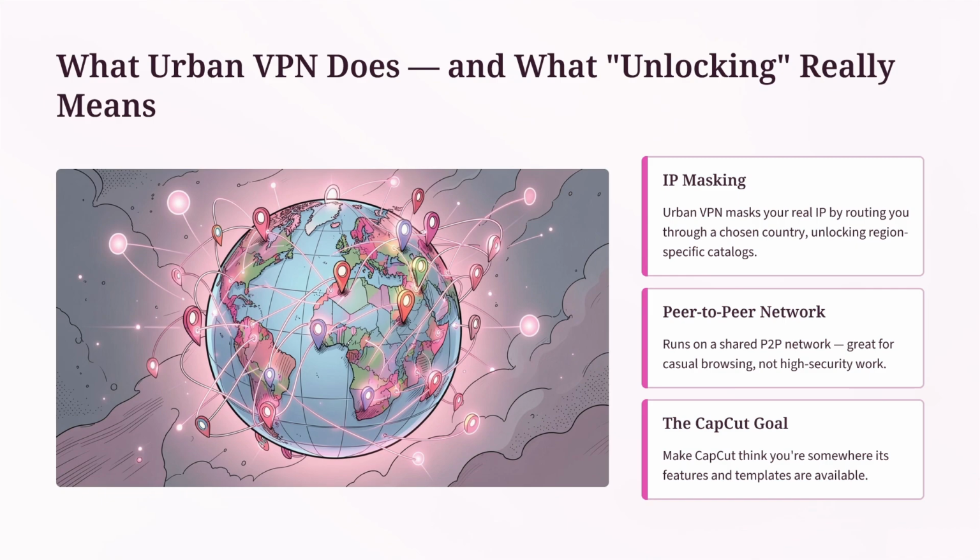IP masking. Urban VPN masks your real IP by routing you through a chosen country, unlocking region-specific catalogs. Peer-to-peer network. It runs on a shared P2P network and is great for casual browsing, not high-security work. The CapCut goal: make CapCut think you're somewhere its features and templates are available.